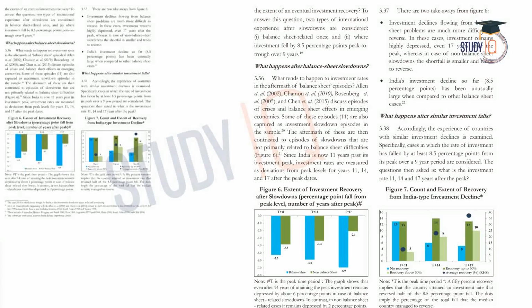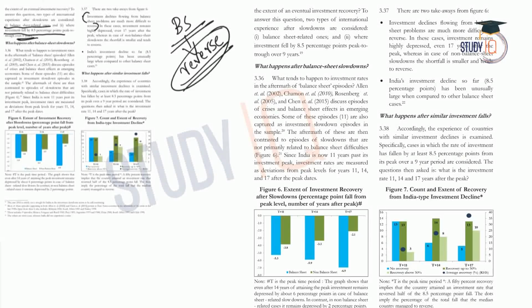So we can conclude that in the case of India, it is a balance sheet related slowdown, and also the investment fell by 8.5 percentage points from peak over 9 years. So it was at the peak and it has fallen. Two conclusions that we can make from the Indian experience: first of all, investment declines flowing from balance sheet problems are much more difficult to reverse, which means that in India's case, reversing this issue would be very difficult. The revival process will take some time. And secondly, India's investment decline so far has been unusually large. It is large in quantum also when compared to other cases. So these are the two conclusions.